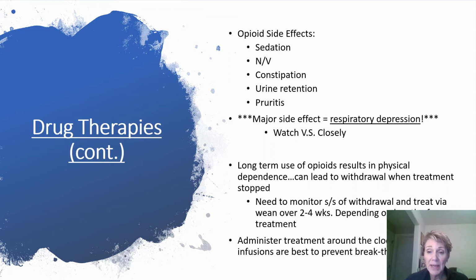There is a physical dependence that can happen with opioids, as you recall from pharmacology in adult populations. The same thing can happen in pediatric populations. We monitor them for signs and symptoms of withdrawal, as well as signs and symptoms of a tolerance that has developed, and we will treat accordingly. Children who have been on opioids for a longer period of time will be weaned just as we would with the adult population.